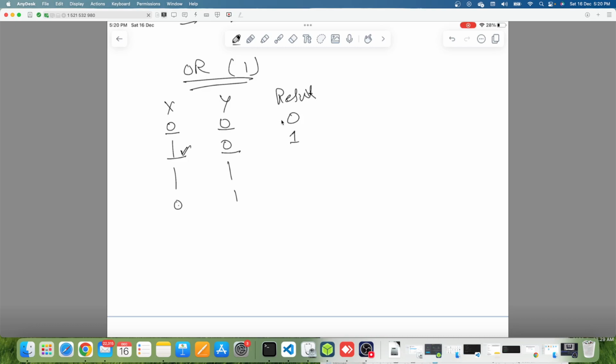Okay, and in the next case both of the operands are having value 1, so of course it will give you the output 1. And in the next case you have value 0 for the first operand, value 1 for the second operand, it will give you the value 1, because now it has one operand which is having value 1. Okay, so this is about OR operator.